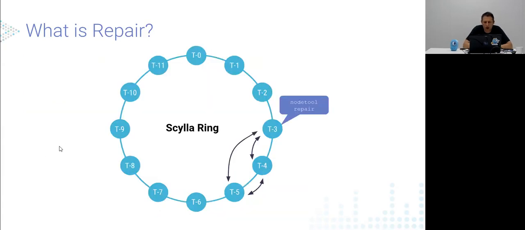So the way to run a repair on a Scylla cluster is using a tool that I'm assuming a lot of you know, which is called nodetool, the CLI tool to control Scylla. You can run nodetool repair on a node, and it will synchronize this specific node with other nodes. It will not synchronize every node with every other node. It will synchronize this node with other nodes. And that's one of the problems that we want to solve.